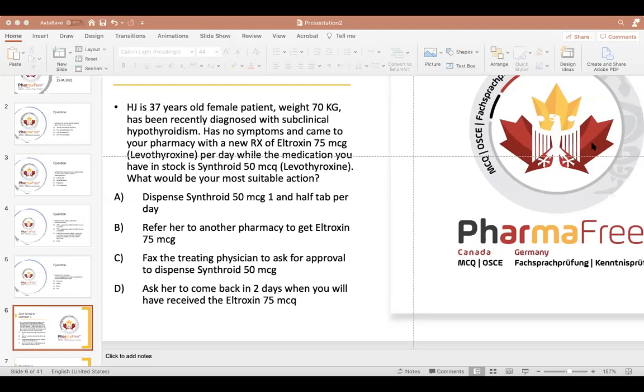So what do you think? Do you have an explanation here? I have explanations for all. Dispense Centroid 50, this is not true because Eltroxine and Centroid are not the same, as I heard once. Refer her to another pharmacy to get Eltroxine, this is what I chose because, here's the thing.